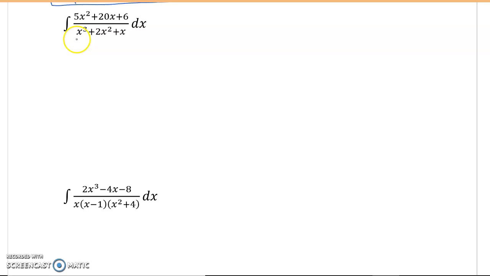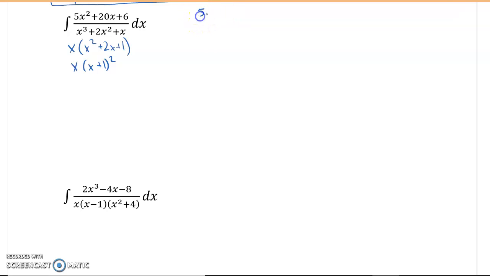So the first step would be to figure out if we need to divide. It's not improper. 2 is smaller than 3 for the degree, so we don't want to divide. So the next step would be to see if we can factor the denominator. Now, x cubed, x squared, x, they all have a common factor of x, so we factor that. And what's left is, turns out, a perfect square trinomial. It's x plus 1 squared.